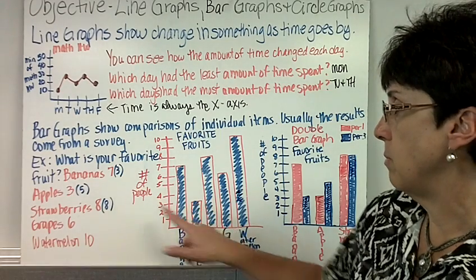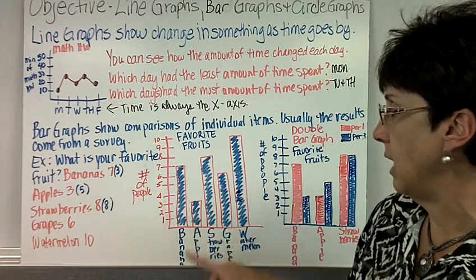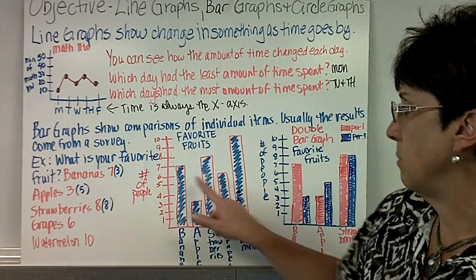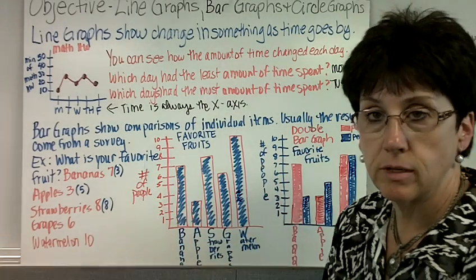Apples, there were 3 people. Strawberries, there were 8 people. It goes over to 8. Grapes, 6 people. And watermelon had 10 people, their favorite.